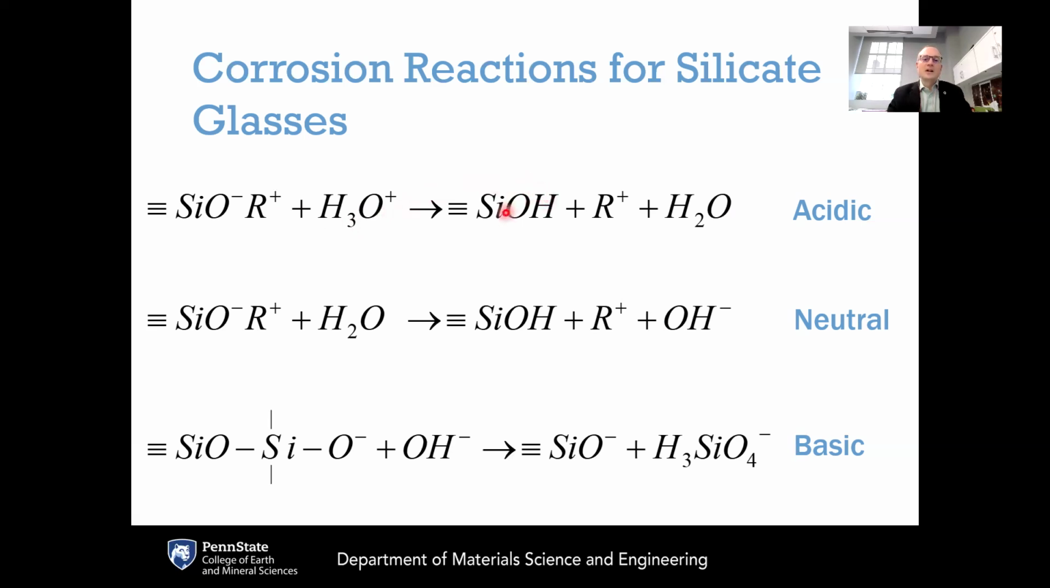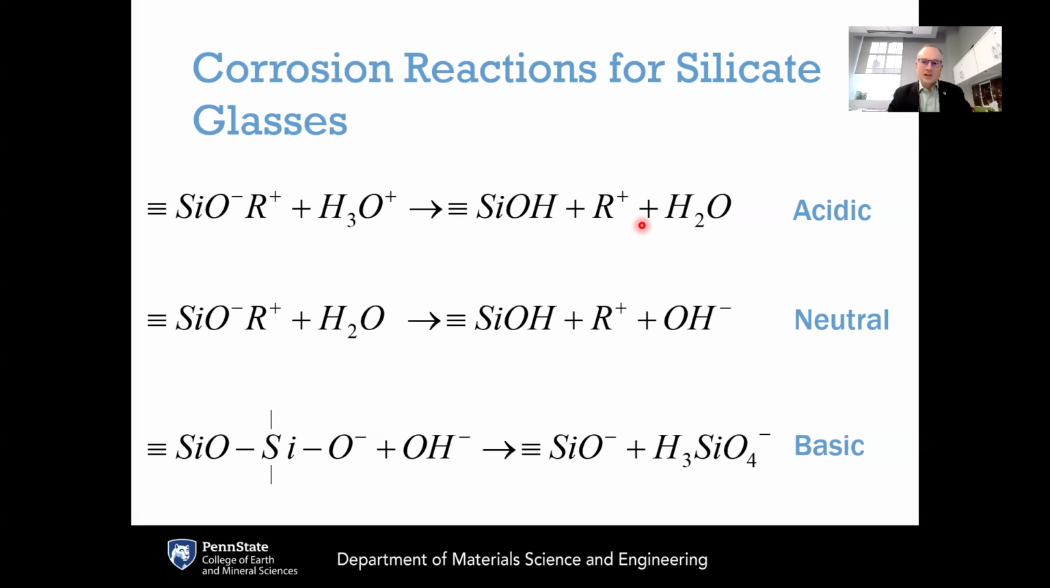This creates chemisorbed water on the silicon tetrahedron, forming a silanol group, SiOH. The H+ ion is switching places with the alkali ion. That releases the R+ into solution, and that also converts the hydronium ion into a water molecule. So what this means is that this is a leaching process because it is preferentially releasing one of the modifier ions rather than etching away the network of the glass itself.